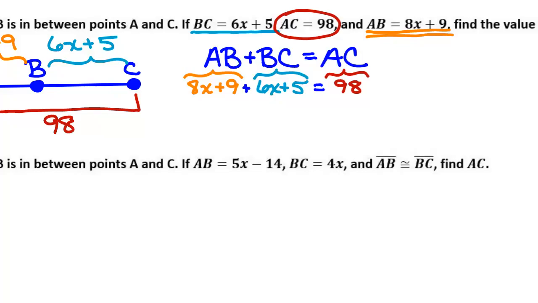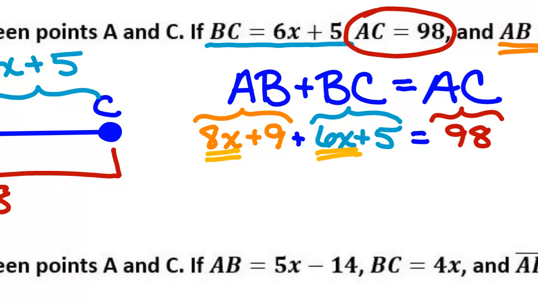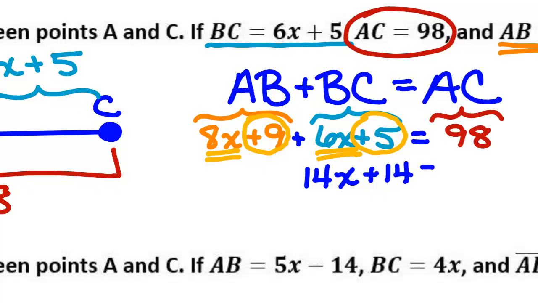Perfect. All right, so now from here, I'm looking over on the left-hand side of this equal sign. Are there any like terms that should be combined together? 8x and 6x. What do we get when we combine 8x and 6x together? 14. So I have 14x. Are there any other like terms over on the left that should be combined? 9 and 5. These are my constants. They don't have any variables with them. What do we get if we combine 9 and 5 together? 14. So 14x plus 14 equals 98.